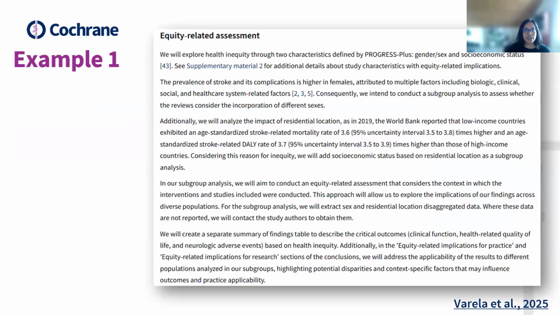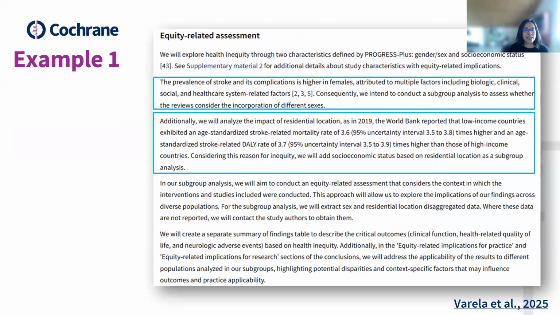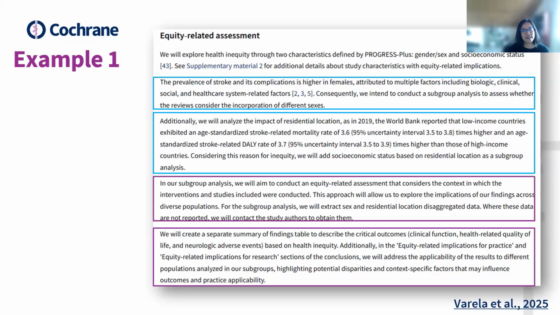So here's an example of an equity-related assessment section of a protocol by Varela and colleagues. I'll highlight some key characteristics. The authors provide first a rationale for equity considerations specific to their variables of interest, in this case, sex and residential location. The authors also tell us their methods for conducting the equity-related assessment and how their assessment will be presented or add context to their findings.